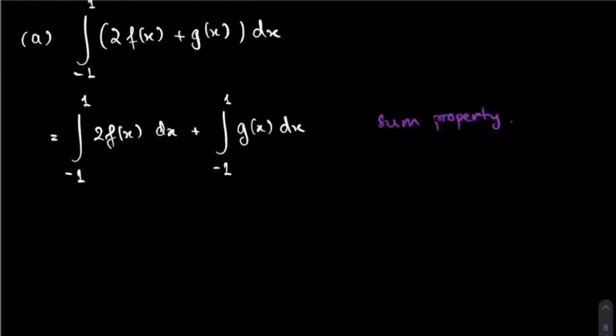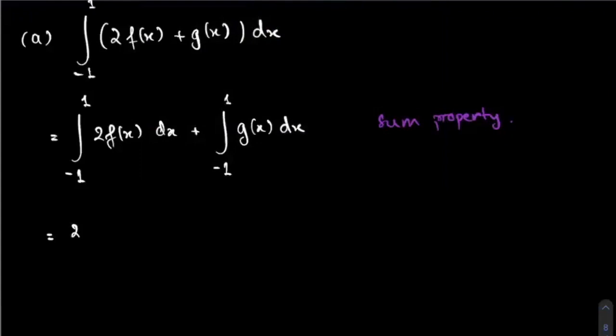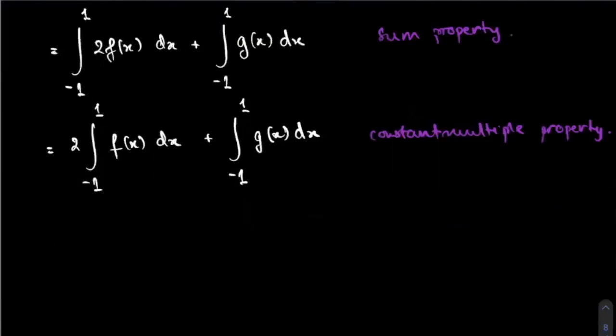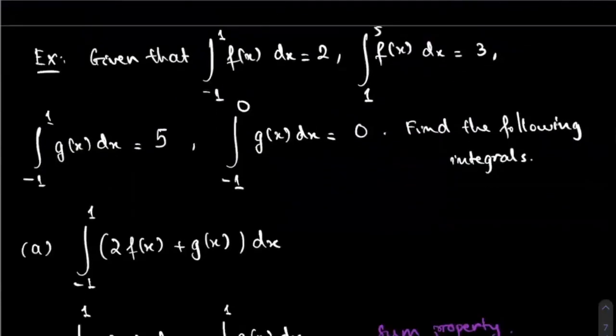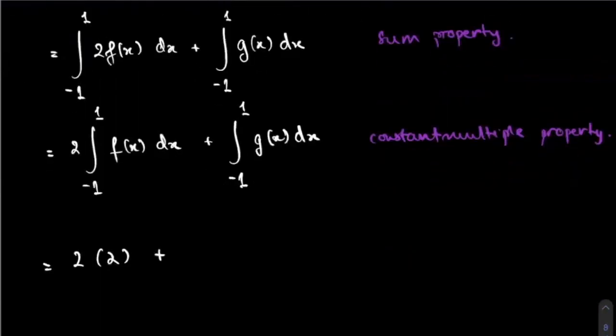And then for the first integral, I can take the 2 out of the evaluation of the integral. So that is the constant multiple. So I have 2 times the integral from -1 to 1 of f of x dx, and for the second integral, it's from -1 to 1 of g of x dx. For this step, I use the constant multiple property. So now the job is just to substitute the numbers we have into the calculation. The definite integral from -1 to 1 of f, what is that equal to? It's equal to 2, so 2 times 2, plus the integral from -1 to 1 of g of x, which is equal to 5. So this is equal to 9 for the answer.